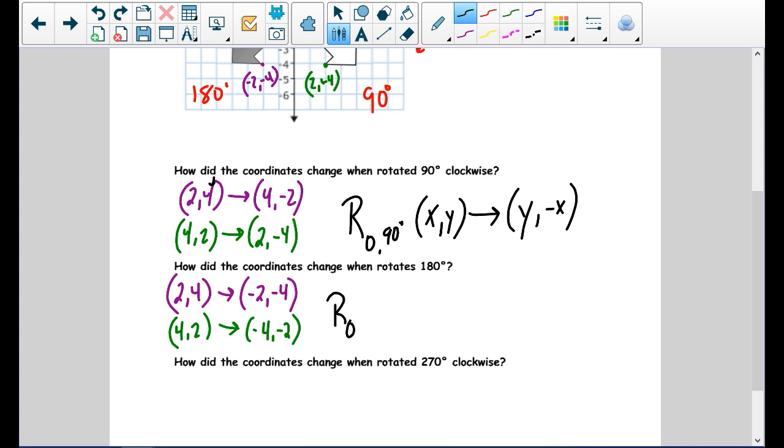Again, a rotation around the origin. This time it's 180 degrees. Original points x, y. So 2, 4 changed to -2, -4. So they just became the opposite values. So -x, -y, or opposite the x, opposite the y. So again, if it's positive, it's negative. If the original was negative, it becomes positive.